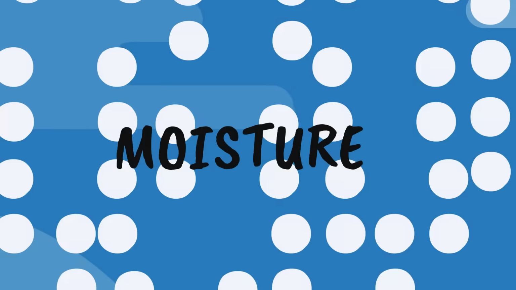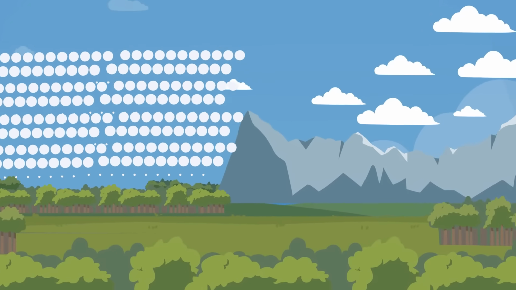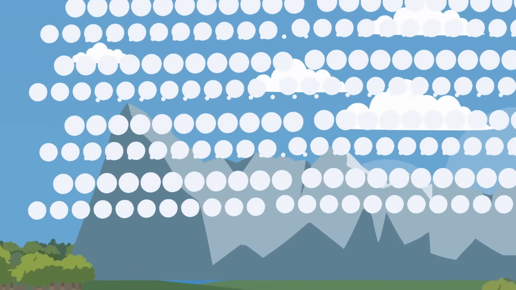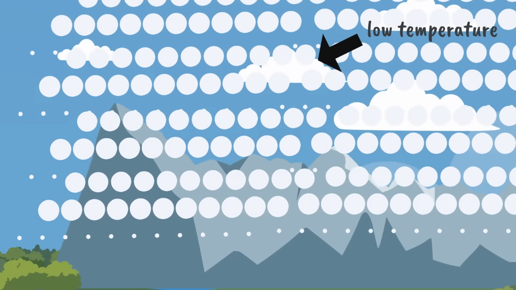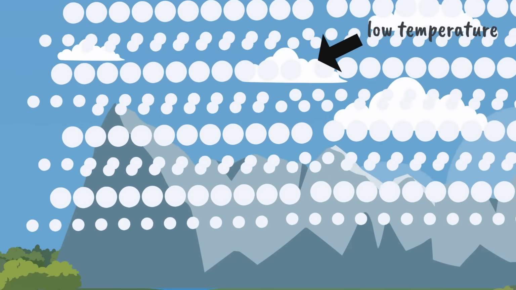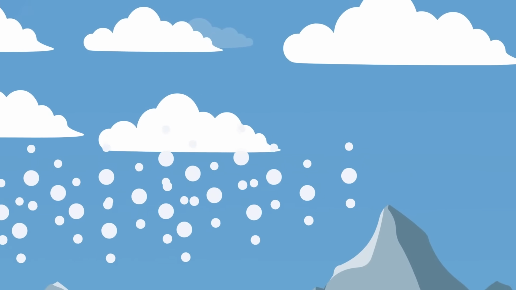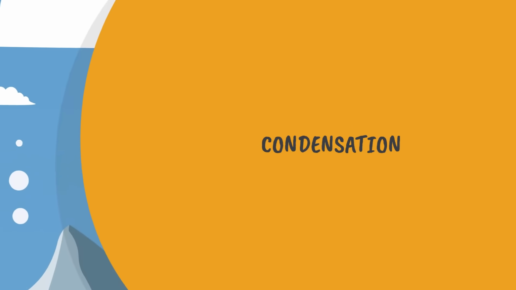And as per the laws of thermodynamics, heat moves from areas of high temperature towards the areas of low temperature. So, this moisture-rich air moves towards the hilly and mountainous areas where the temperature is comparatively low. In this way, the humid air cools down and forms a cloud, which is called condensation.